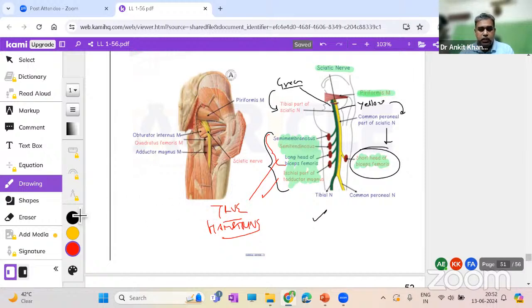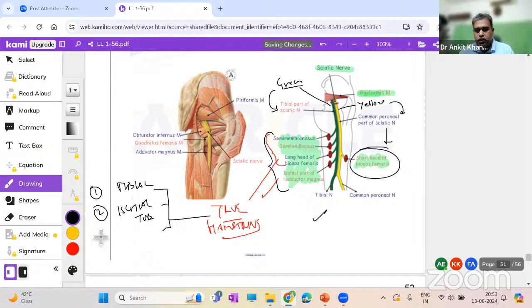And the other feature of hamstring was what? So one feature of hamstring is, let me write over here, that they're supplied by the tibial nerve. Another feature of hamstring was that these muscles come from the ischium, or the ischial tuberosity to be more precise. The third component of a true hamstring was that it has to go into one of the leg bones. Now, this biceps femoris over here, it is considered as a pseudo hamstring.